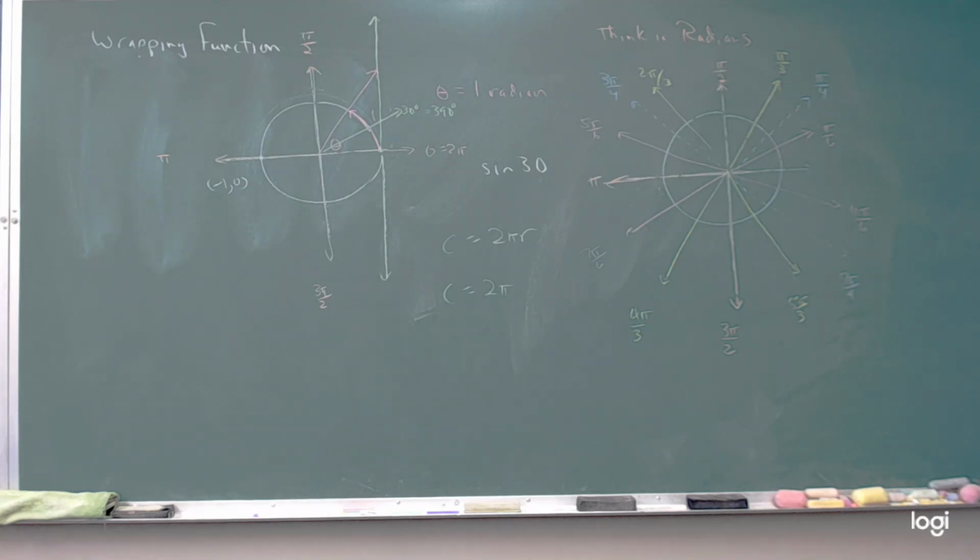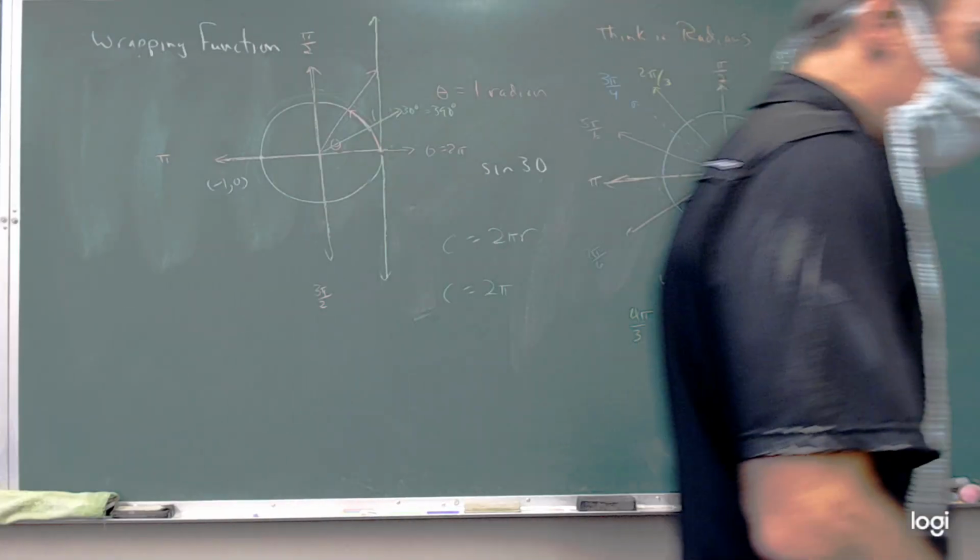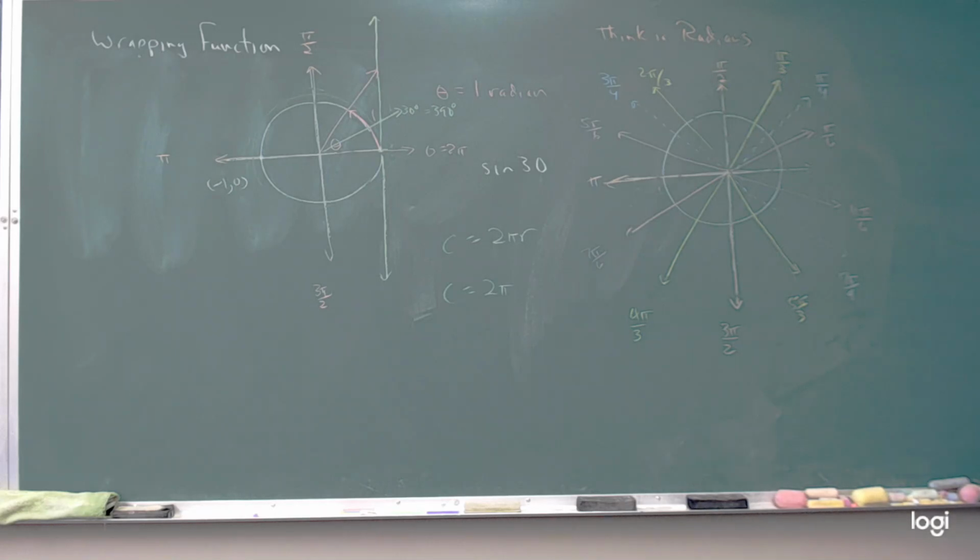Wait, so in radians, can 2 pi always equal 0? Yes, they are coterminal angles, so they will act as equivalents. So 2 pi, 4 pi, 6 pi, 8 pi, and so on, all act exactly the same as 0. They're in the same place. They're right on that positive x-axis.